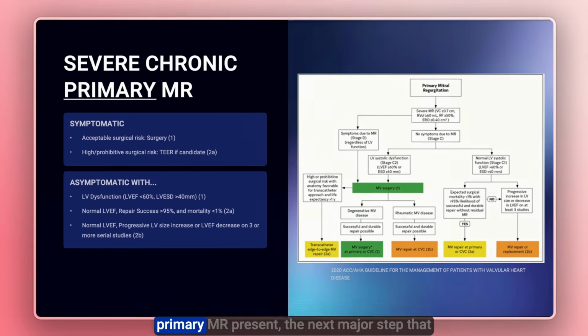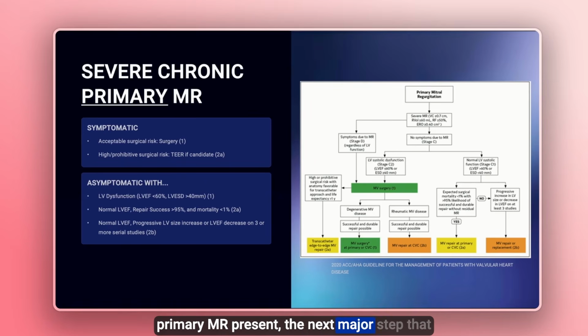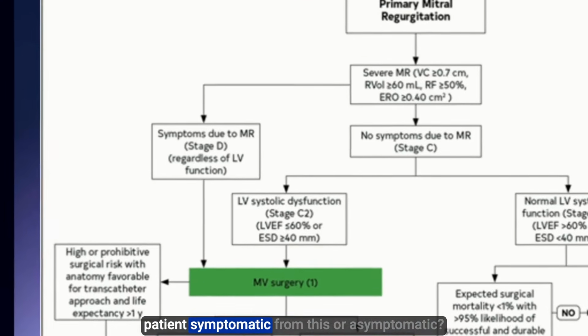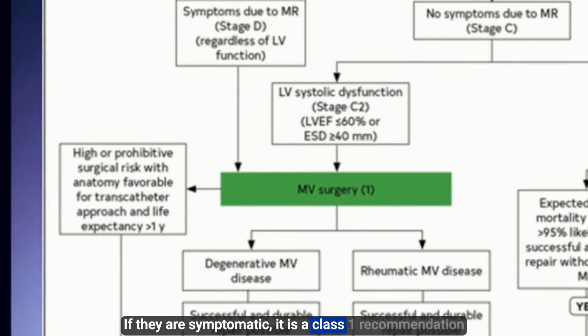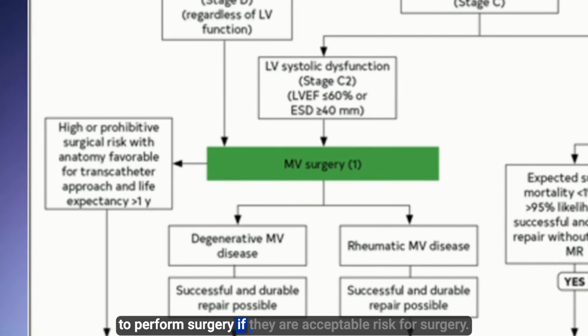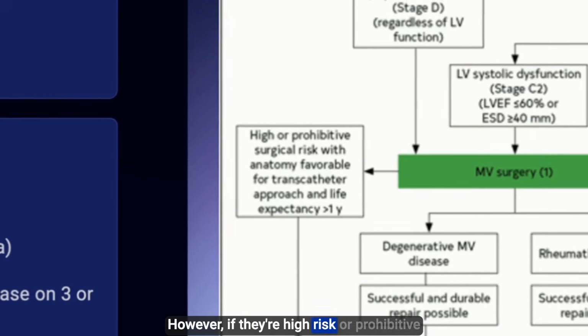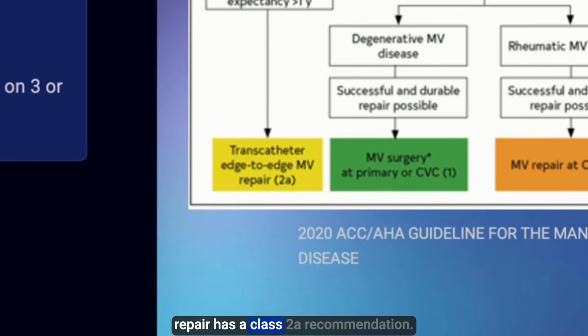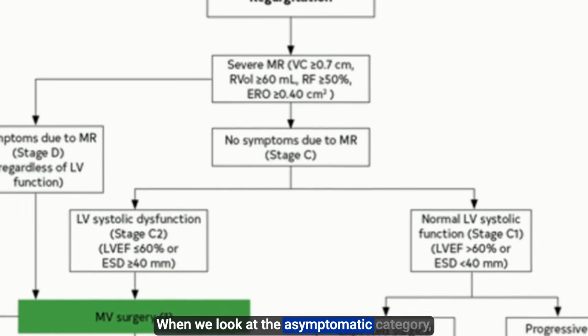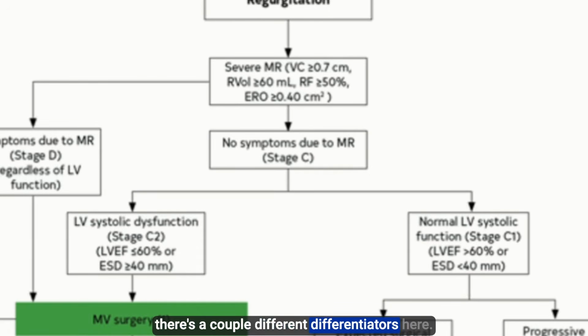After you determine there's primary MR present, the next major step that informs decision-making is determining, is the patient symptomatic from this or asymptomatic? If they are symptomatic, it is a class 1 recommendation to perform surgery if they are acceptable risk for surgery. However, if they're high risk or prohibitive risk, a transcatheter edge-to-edge repair has a class 2A recommendation.